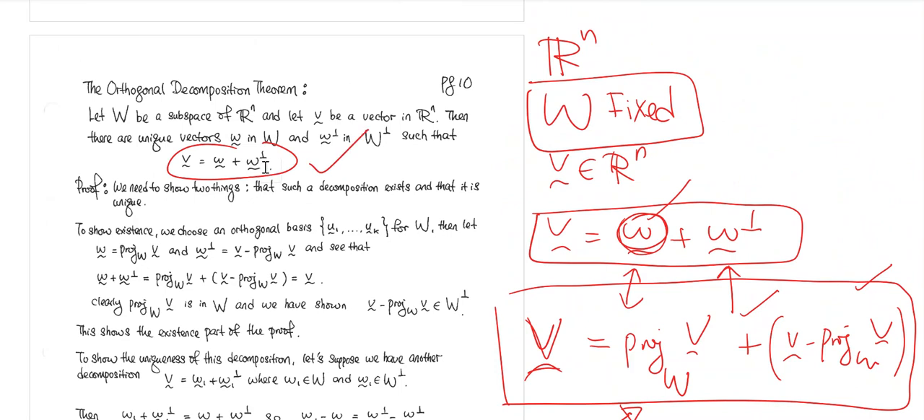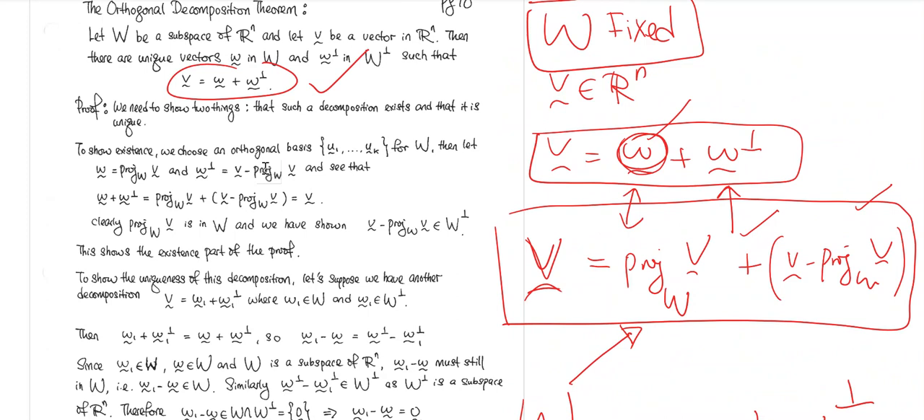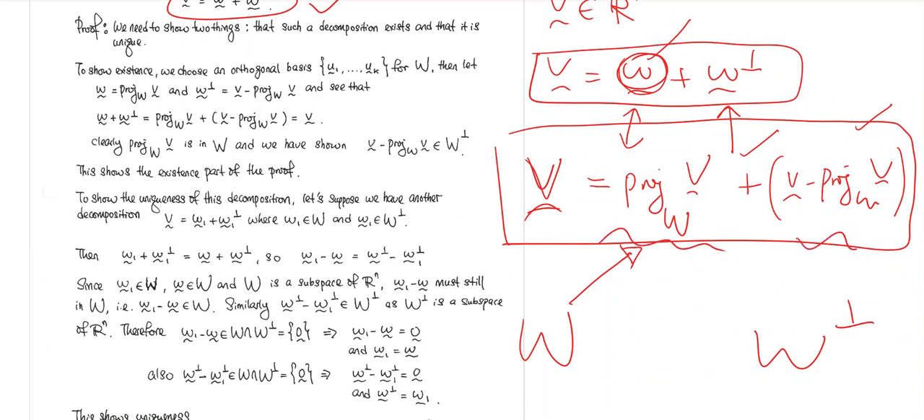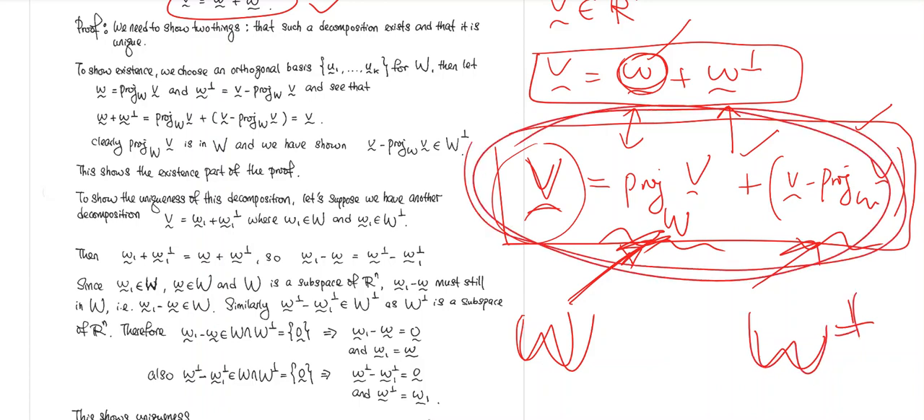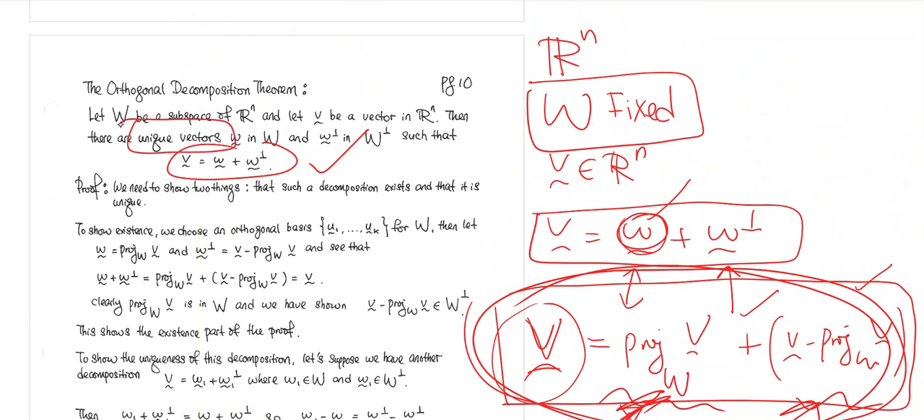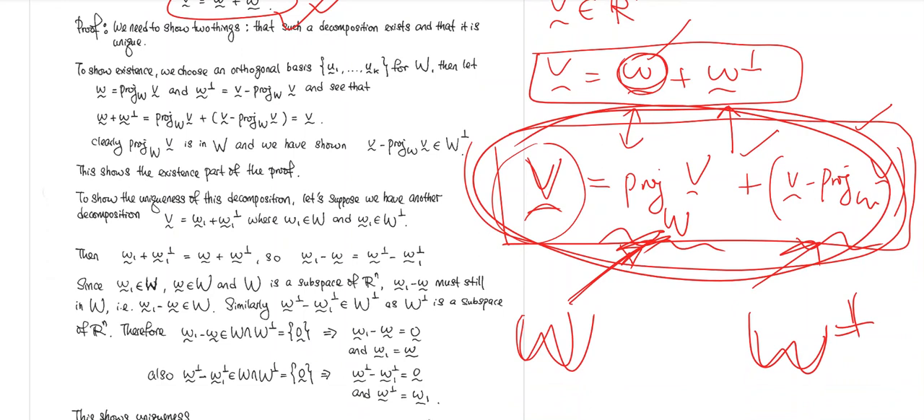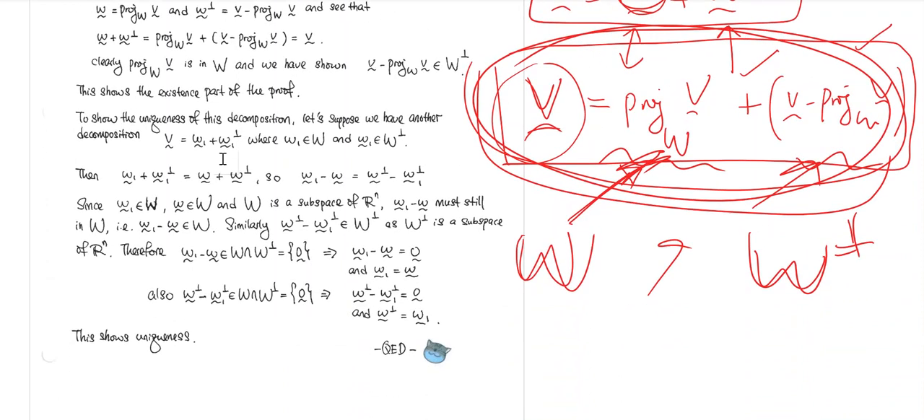The only thing that you need to do is to show that this way of writing it is the only way you can get to V, if you make sure that this vector here is from W and this vector here is from W perp. This is the unique part. The theorem says there are unique vectors in W and W perp such that V is written like this. We want to show that this is the only way you can write it. That's the uniqueness part. To prove uniqueness, we always do the same thing, which is suppose you have two different ways of writing it.